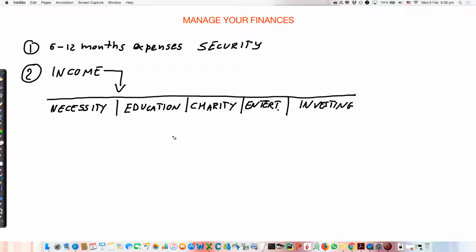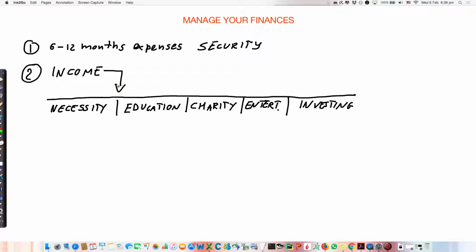So what is the idea here? Well, the idea is that every month you need to know how much you want to allocate to your education, to your investing, charity, necessity, and so on. And of course, as I said before, if you have an idea about how much you are spending, this is much easier.